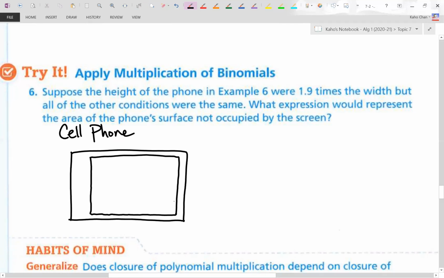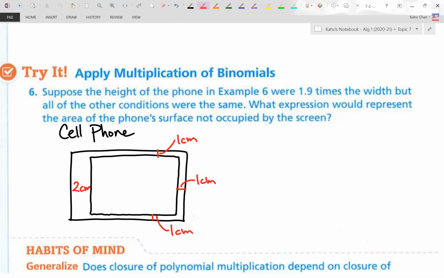Bam. Now here are the dimensions that are from the textbook. At the bottom, the chin, there's a 2 centimeter gap there. And around everywhere else, there's a 1 centimeter gap right there, 1 centimeter gap right there for the bezel, and 1 centimeter gap right there. Okay? And they tell you that the length is 1.9 times the width. So let's assign it a variable. The width is x, top to bottom there, and the length is 1.9x like that.